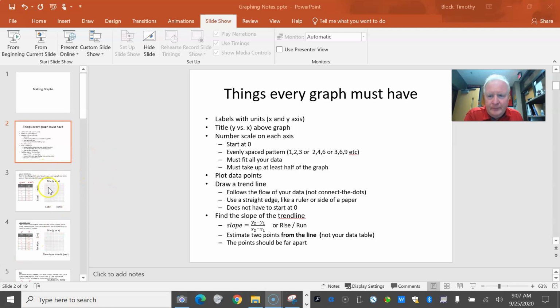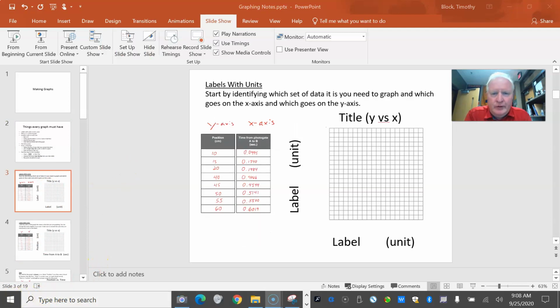If we look at this graph, we have this data on the left side here, and we have a blank sheet of paper right here. And so what we're trying to do here is tell you that you need to put something on the y-axis here, something on the x-axis here, and put a title.